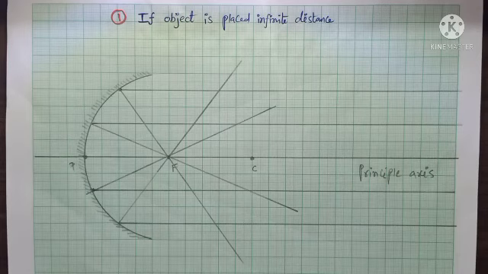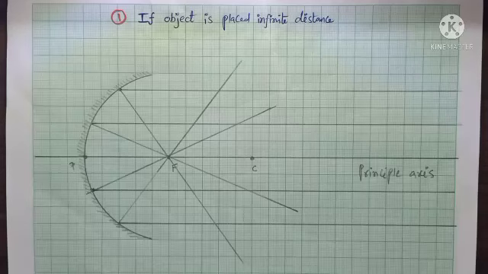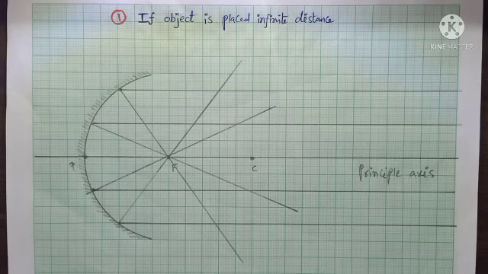You may have wondered why I have taken the graph paper to draw these ray diagrams. If you use graph paper to draw the ray diagrams, we can get the shape and size of the object and image. We can get the ratio perfectly. That's why I have taken the graph paper to draw ray diagrams for concave mirror.